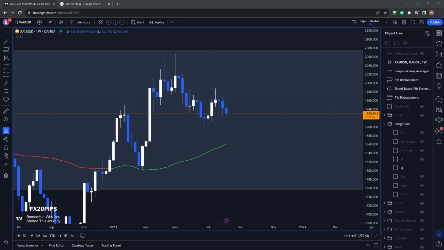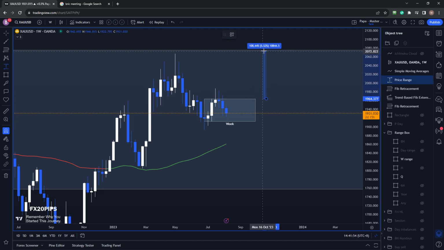All right, back to here. So let's take a look. Yep, so we have the weekly there. And how much is the range from here to the top? That is about 11,056 pips. But then for gold, usually we remove one more figure, so that's actually 1,105 pips, right? Depending on how you want to count it.